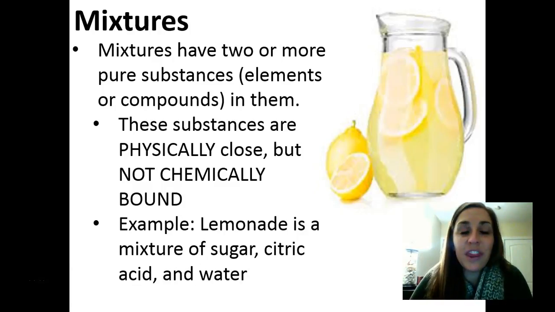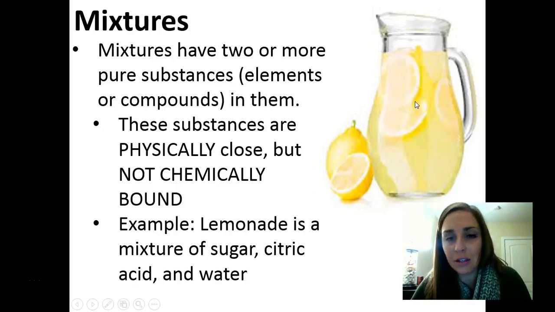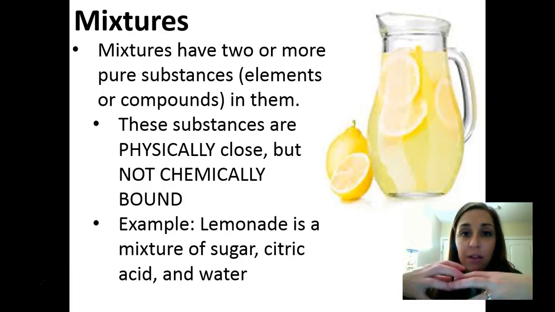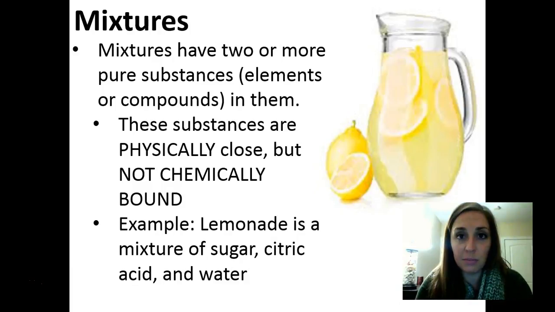So lemonade within it has sugar, it has citric acid, and it has water. Those are all pure substances. They are not chemically bound together. Like if you taste lemonade, you can taste the sugar, you can taste the water, you can taste the citric acid. Like they all still have their chemical properties, and you can separate them by physical means. They're put together by physical means, separated by physical means. There's no chemical reaction happening to make lemonade, right?